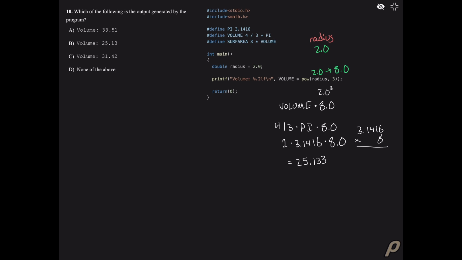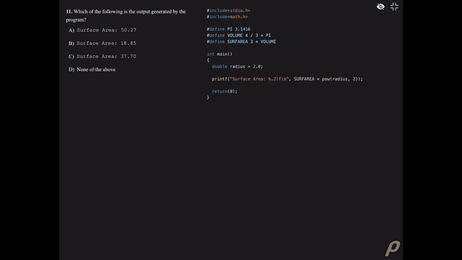Okay, so we know that the result of this entire little expression here is 25.133, and if we notice here, we're only rounding this to 2 decimal places. And so we are just rounding this, so this gets rounded to 25.13. And if we see here, that is our answer B for 10. We get B. All right, next question.